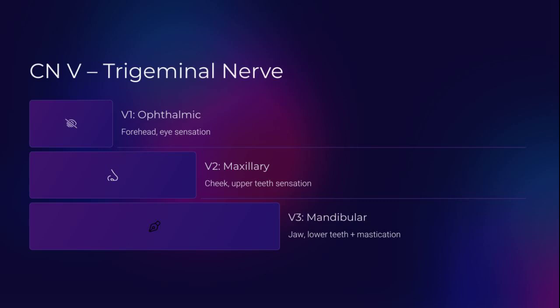This powerhouse has 3 branches. V1, V2, and V3. It carries facial sensation and powers mastication. Remember the corneal reflex and trigeminal neuralgia. Both are goldmine topics in NEET and USMLE.